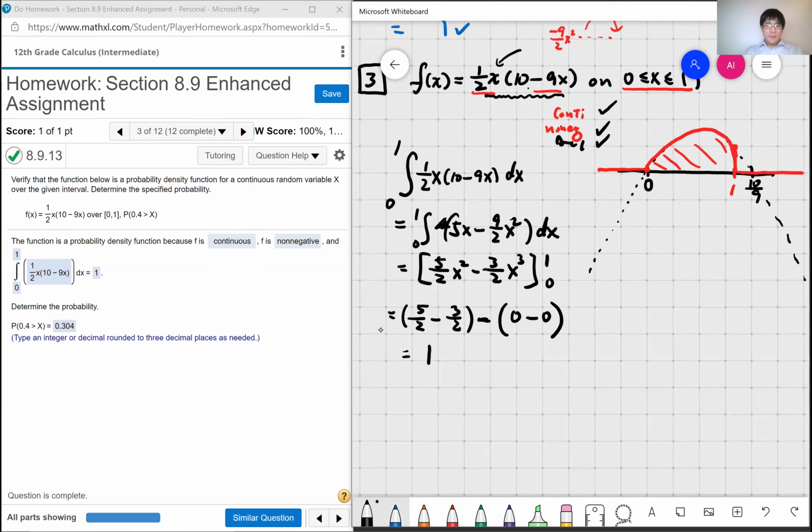Now let's find the probability. The second part of the problem is to determine the specified probability. What is the probability that the random variable x takes a value less than 0.4? The probability is the area. So we want to find the area under the curve for x below 0.4. So we want to find the area here. This is the integral of the same function, but only from 0 through 0.4.